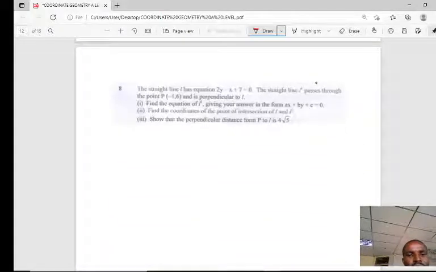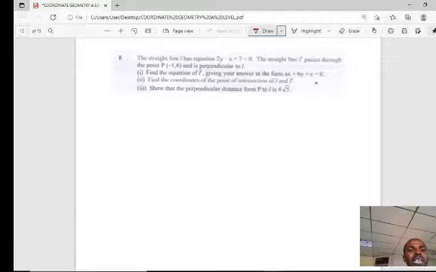Next question. Question number 8. It reads: the straight line L has the equation 2y minus x plus 7 is equal to 0. Then the straight line L1 passes through the point P, which is (-1, 6), and is perpendicular to L.